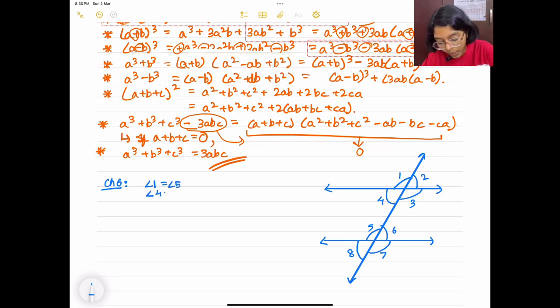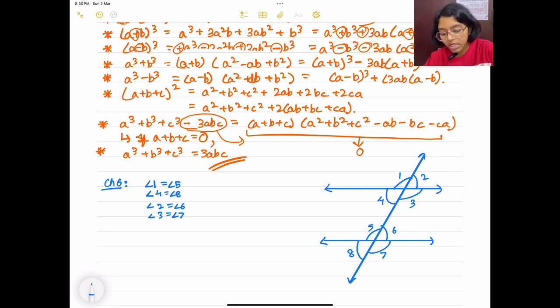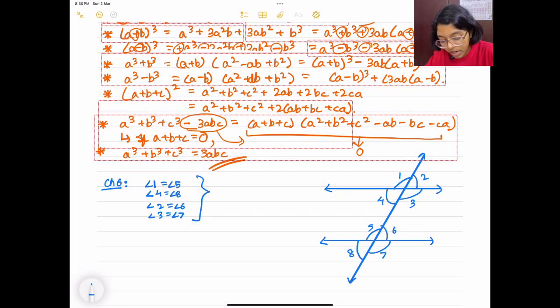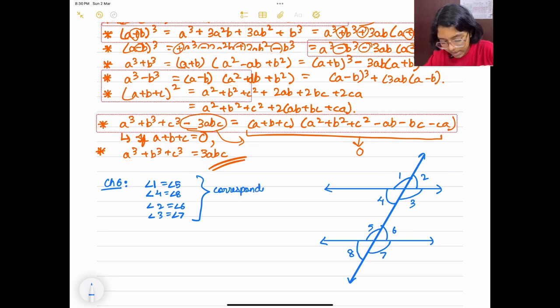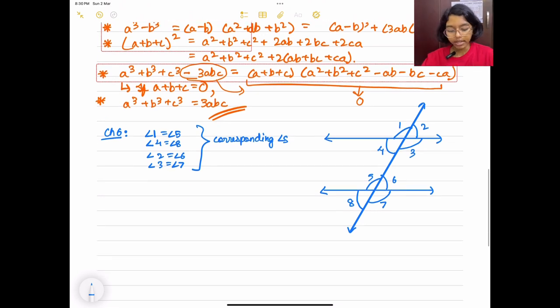Angle 4 should be equal to angle 8. Angle 2 should be equal to angle 6. Angle 3 should be equal to angle 7. Now why is this? This is because they are pairs of corresponding angles. Okay, I'm just writing angles like that. Then this is corresponding angles.